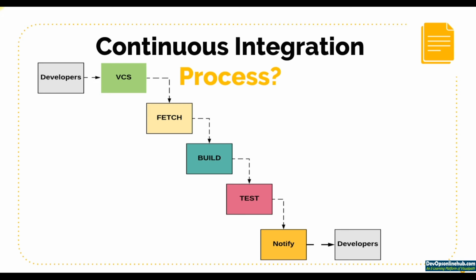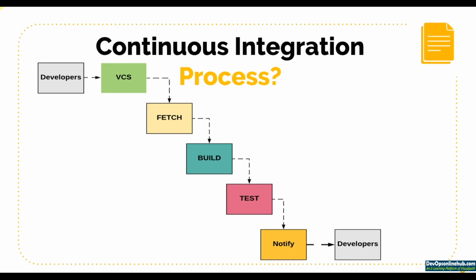So we continuously keep integrating our code. It's not just merging, we are integrating. And this process is called continuous because it's done continuously. Every time there is a commit, the process repeats. That's why it's called continuous integration.